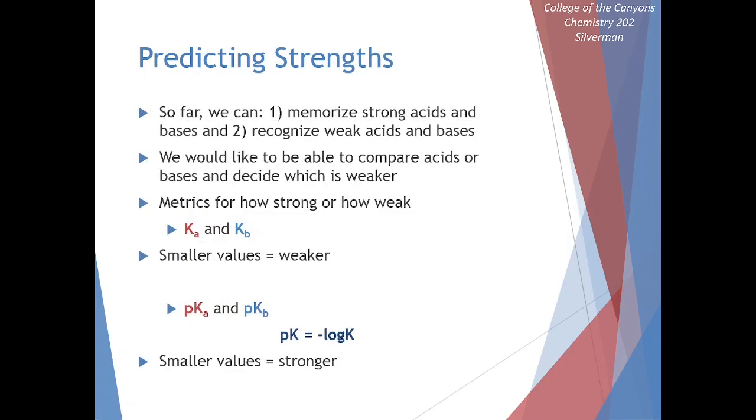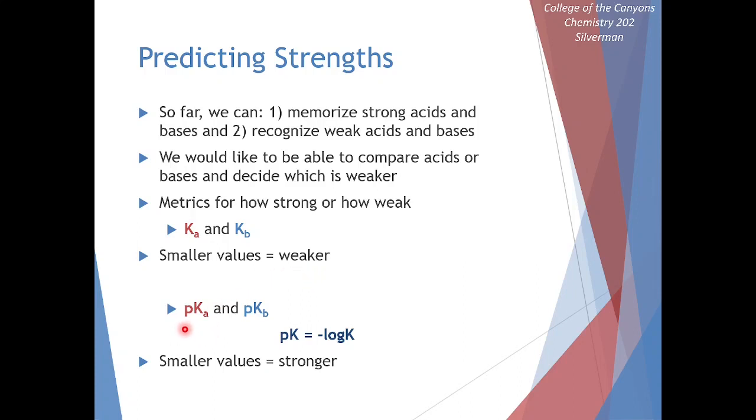All right, we've done some calculations with strong acids, with weak acids, with strong bases, with weak bases. If we want, we can also try to build our intuition and compare which acids do we expect to be stronger? Which acids do we expect to be weaker? Well, we have a couple of metrics. We can use our K values. Ka and Kb will tell how strong or weak each individual acid or base might be. Smaller values on that equilibrium constant indicate that we have a weaker acid or base.